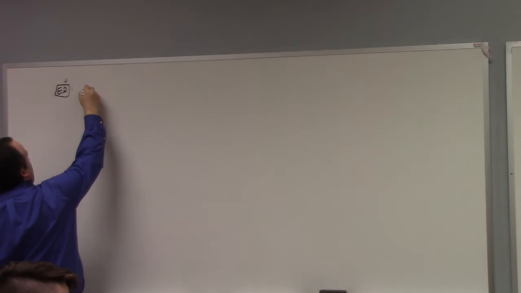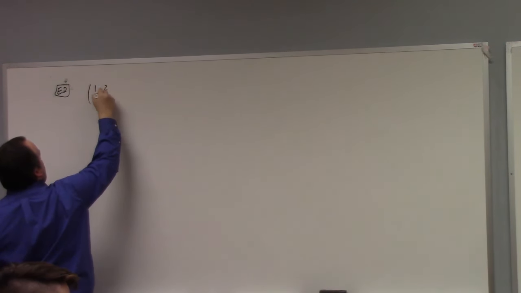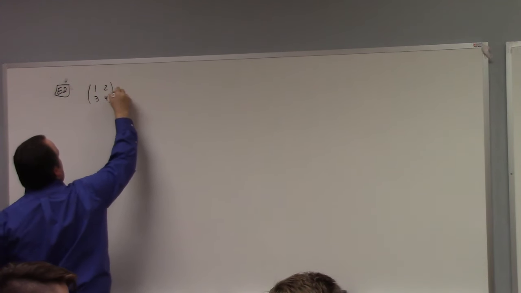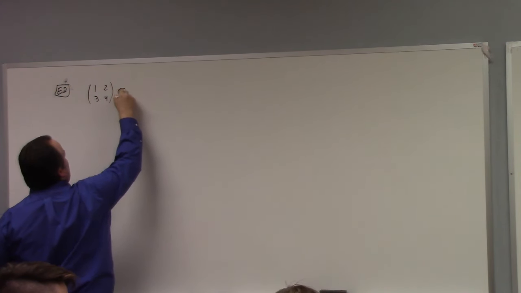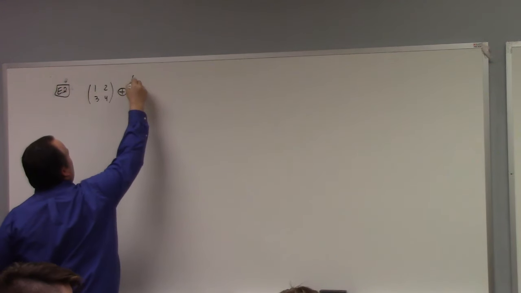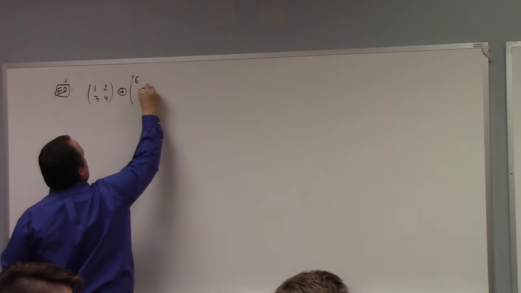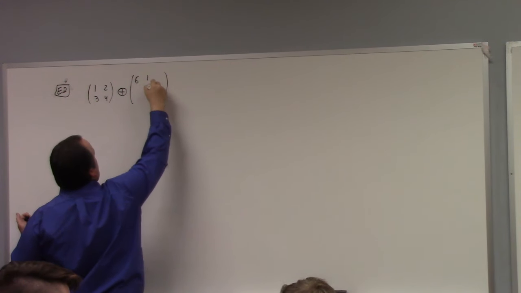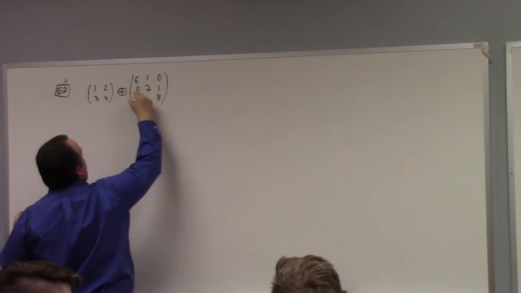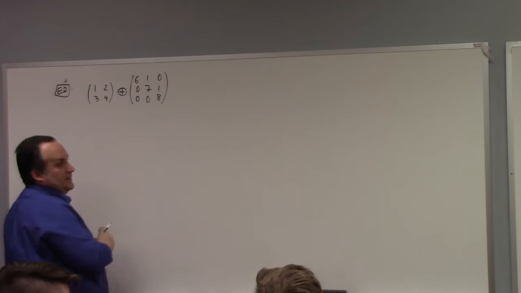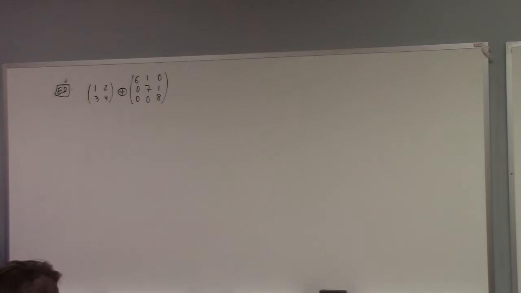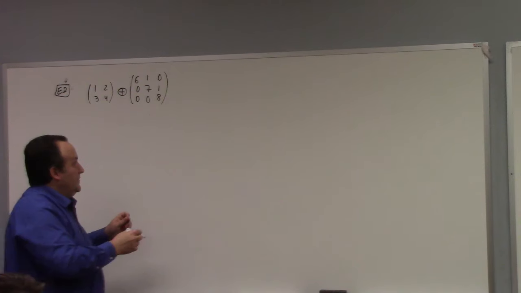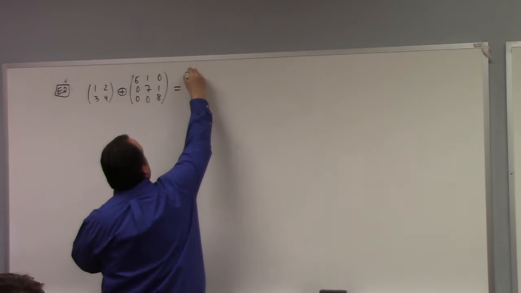So suppose you have 1, 2, 3, 4, and then this is what we do, plus. All right, so we can do 6, 7, 8, that diagonal matrix. Now, fine, I'll put some ones up here. So this plus with a circle means that we're making a new matrix of a larger size. And the way we do it is we make it a block matrix. And here's how it goes.